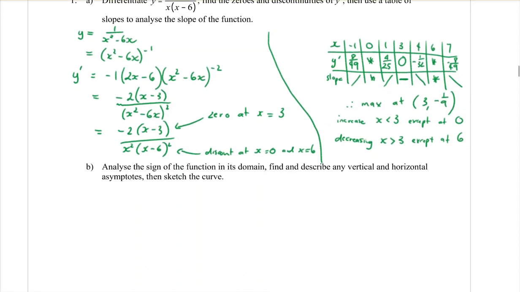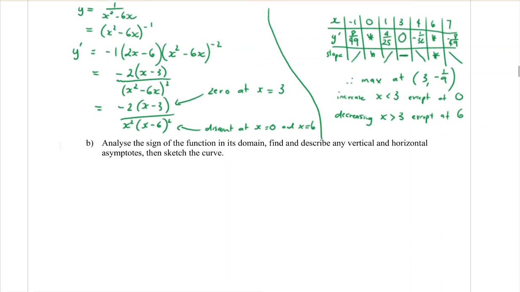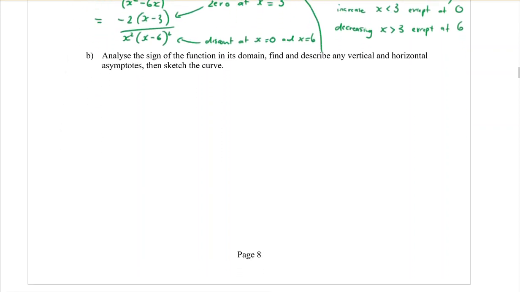Part B. Analyze the sign of the function and its domain. Find and describe any vertical and horizontal asymptotes and then sketch the curve. So this is pretty much the last topic that we did on graphs and equations. Okay? We want to talk about domain. What's the domain of my curve?